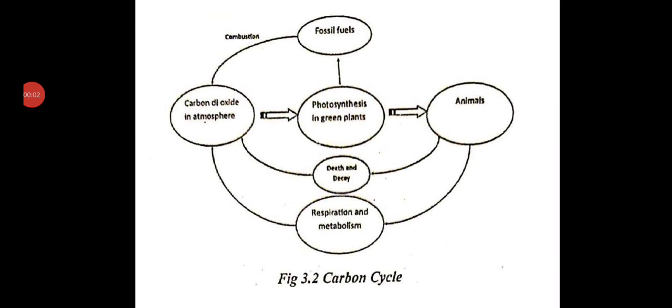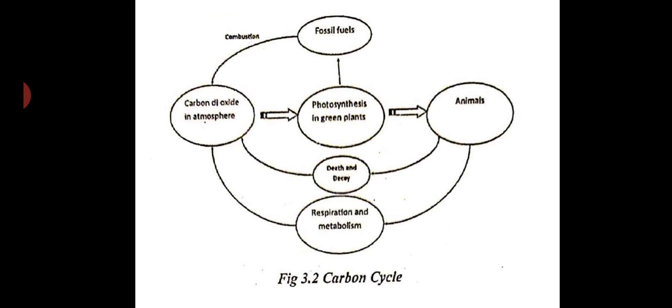Now, in this discussion we shall look at the carbon cycle. Carbon is an organic compound and it is included in both the living component as well as the non-living component of the ecosystem, what we call biotic, that is living, and abiotic, that is non-living.